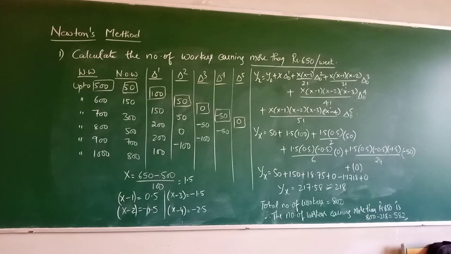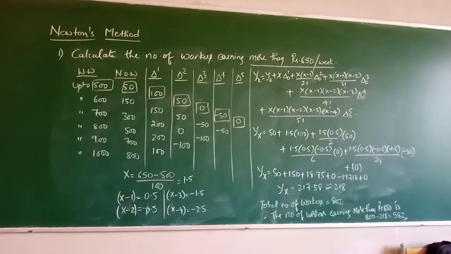Up to 650 we calculated 218. From the total of 800, if you remove 218, the remaining people are all earning more than 650, or not? Under that condition we can take 800 minus 218, that equals 582. So in this way the problem has to be calculated, right?